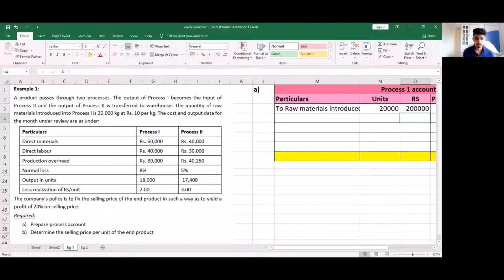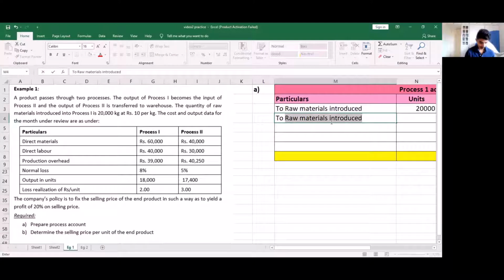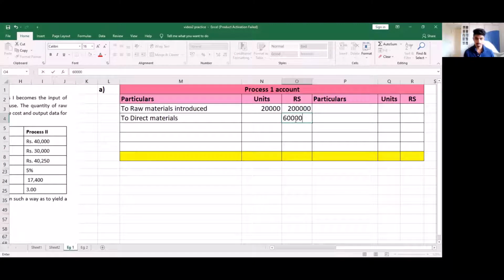Moving on, next we have direct materials, and for process 1 we have the values in column 1. So the direct materials also comes on the debit side, and we don't have units given here, but we have the cost of 60,000. So now we need to know that the units is something very important. Okay, so the units is how much will it add to my output.